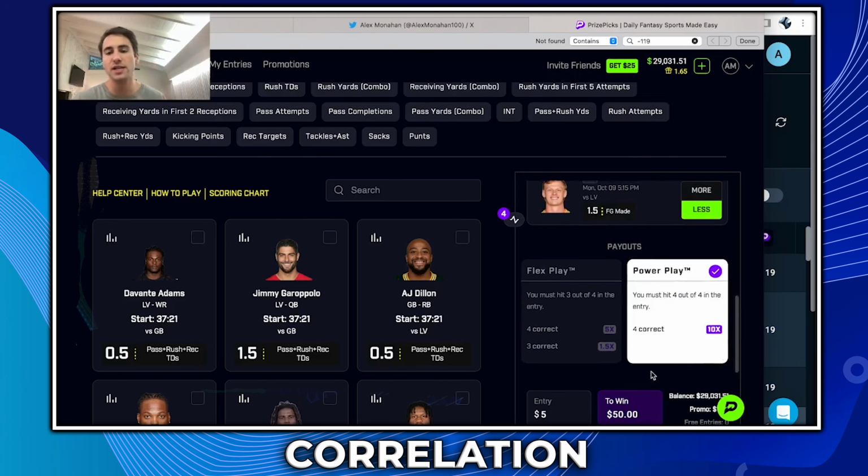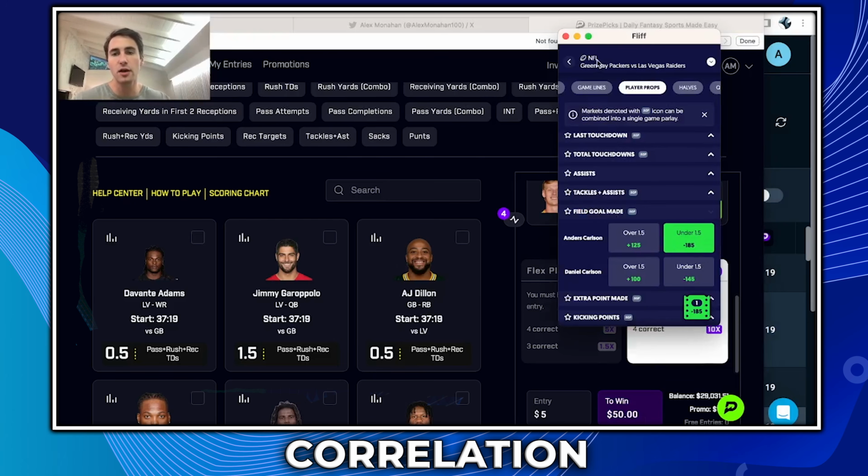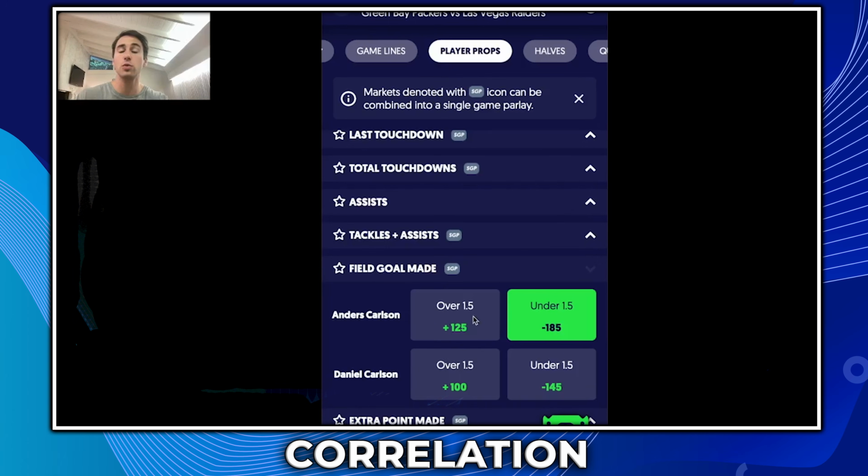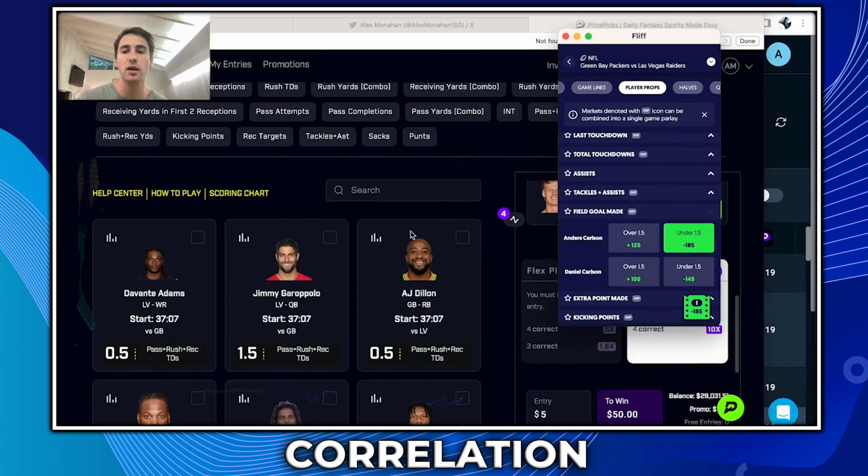So what you want to do is compare the lines on PrizePicks to those on the sportsbooks and find spots where books have an under really heavily favored. In this case, it's Anders Carlson is heavily favored to go under 1.5 field goals. So this is a sharp pick on PrizePicks.